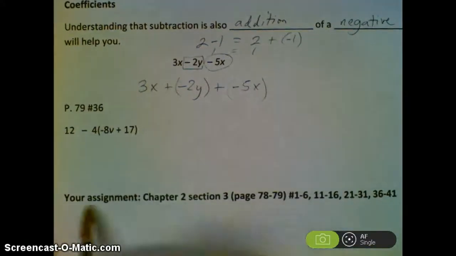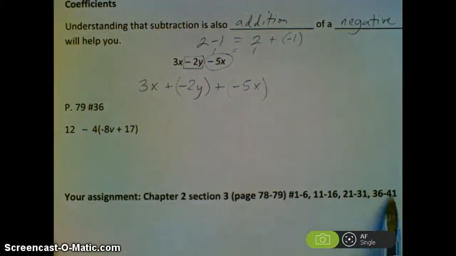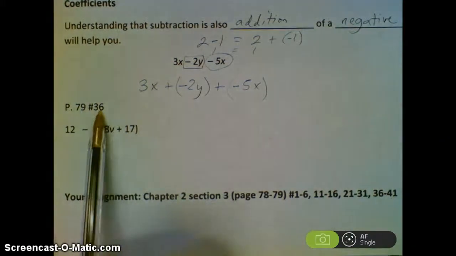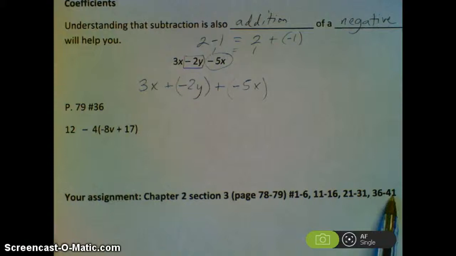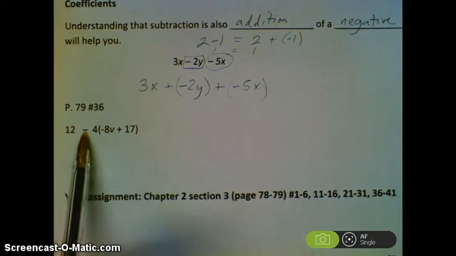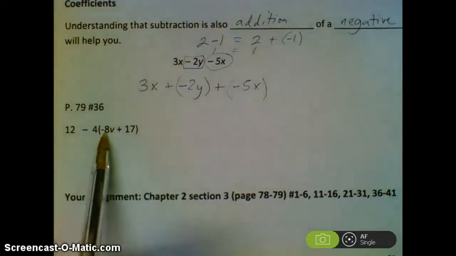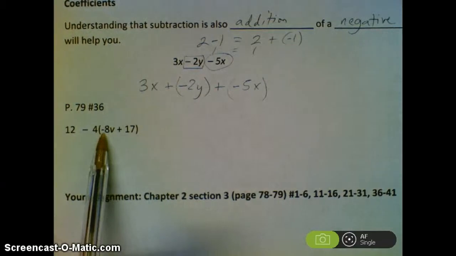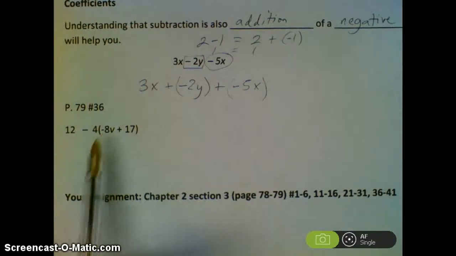So you're going to work on this assignment today and be on your best behavior for Mr. Brown. The complicated ones are 36 through 41. And what makes them complicated is that you are subtracting. You'll end up subtracting negatives. So remember your order of operations.